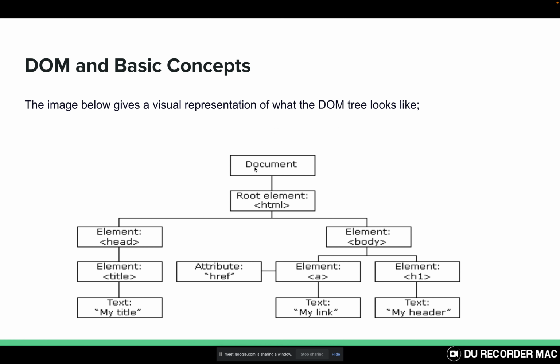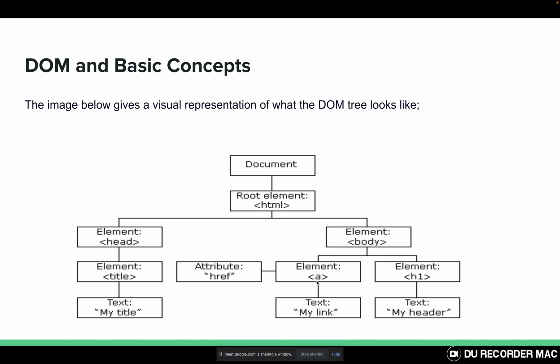Alright, so basically there's the document. This is what the DOM tree looks like. There's the document, then there's a root element called the HTML element. Under this HTML element, there's a head element. Then under the head element, there's a title element. Then under that title element, we have a text inside that title element. On the other side, under the root element, apart from the head element, there's also a body element. That body element might contain an anchor element, and might also contain an h1 element, right?